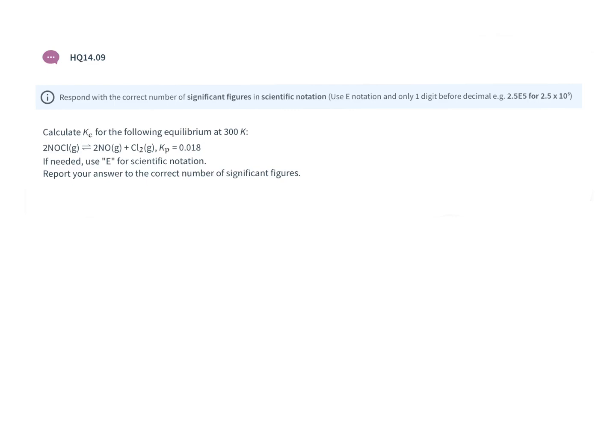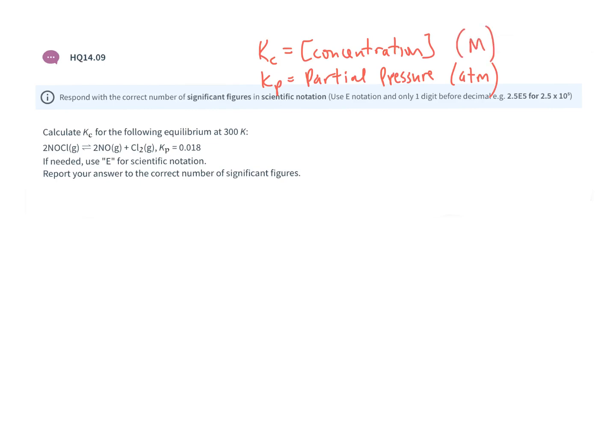And so sometimes Kp and Kc are identical, right? Kc is based on concentration, and Kp is based on partial pressure. So it just depends on what we're given. If we're given atm, that's a partial pressure. If we're given molarity, we're calculating Kc based on concentration.